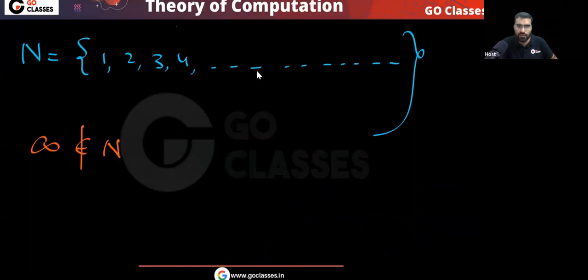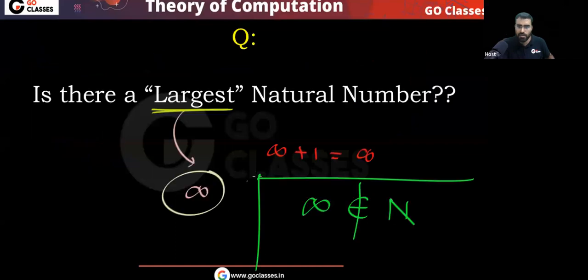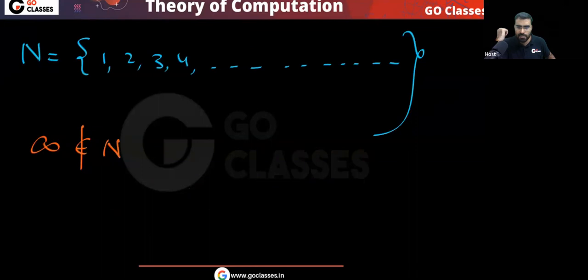So don't consider infinity as some endpoint. Is this clear? This is what I'm saying again and again. Don't consider infinity as some endpoint. There is an endpoint? No, there is no endpoint. So remember, this is wrong. Very simple, because infinity is not a natural number. So this is the idea.